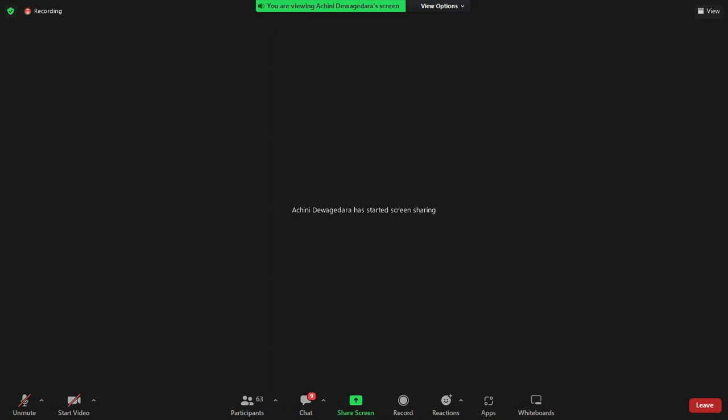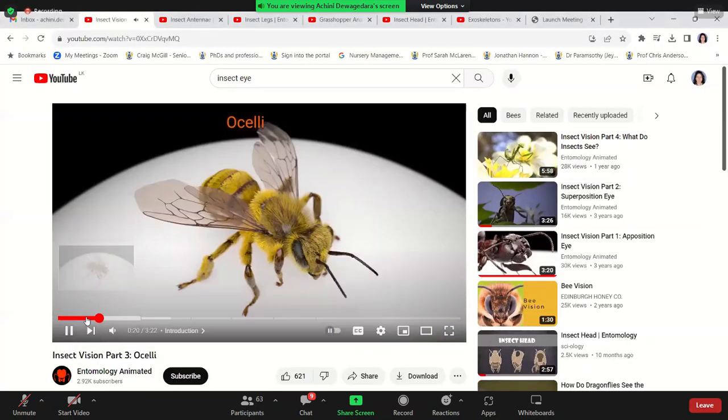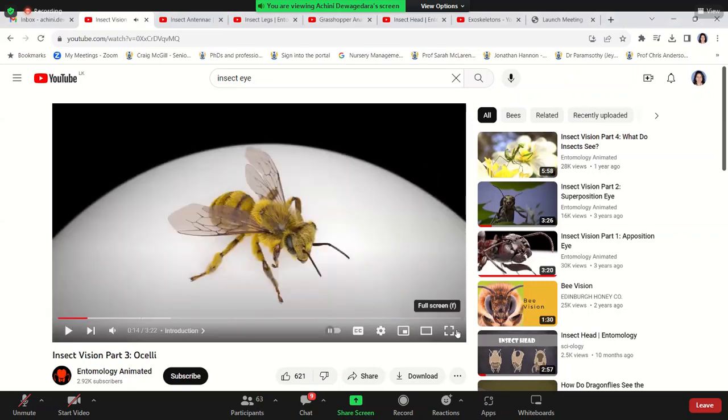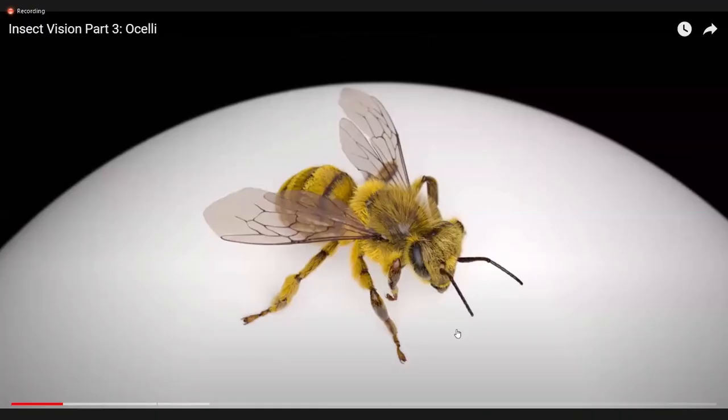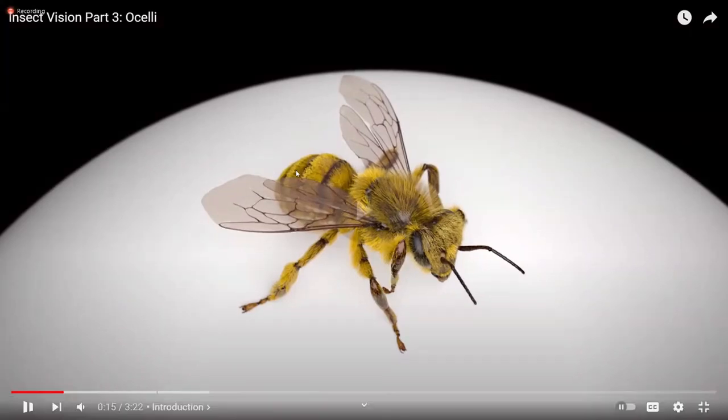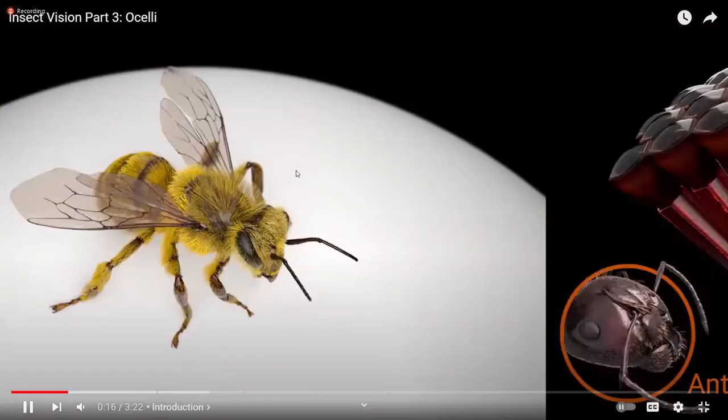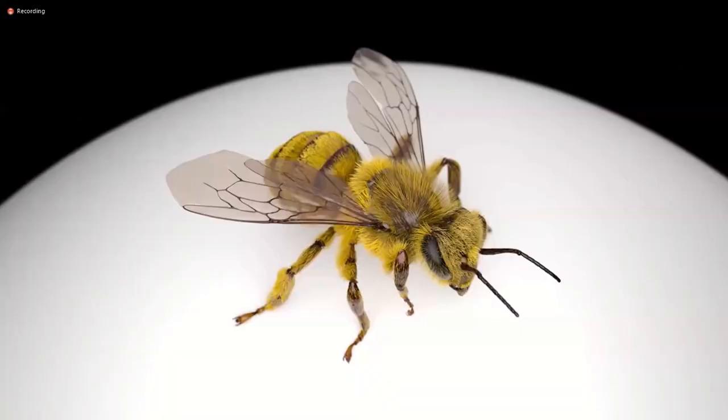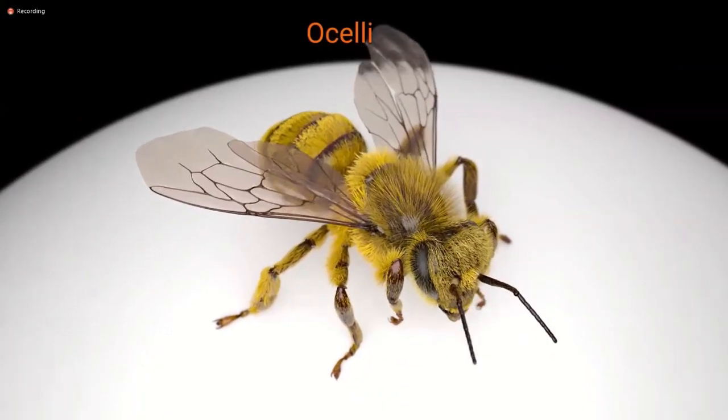Larger apposition compound. Ocelli. Look at two forms. The first video clip was regarding the compound eyes. Now we will focus on simple eyes. Forms of compound eye: apposition and superposition. Now we're going to take a look at the other kind of eye, ocelli.